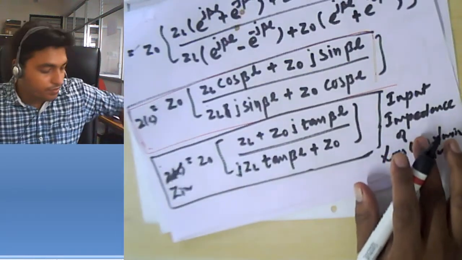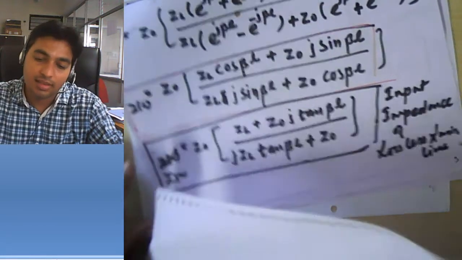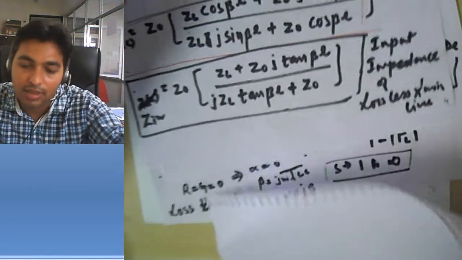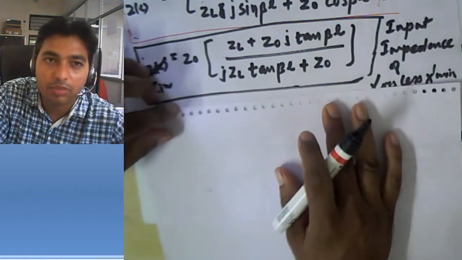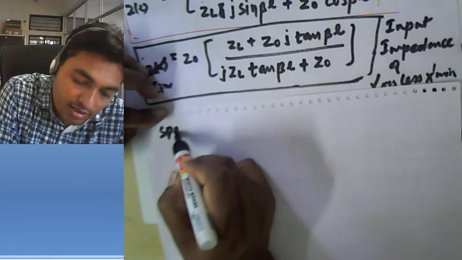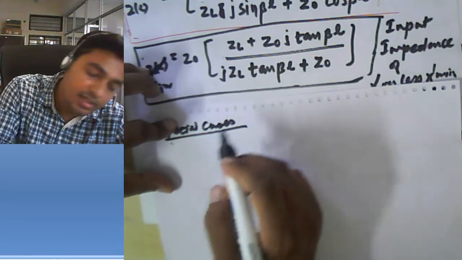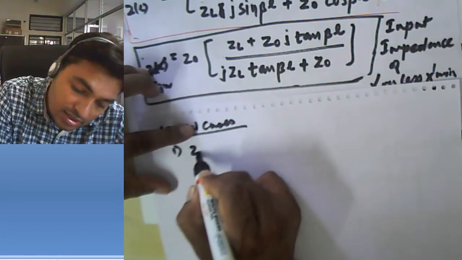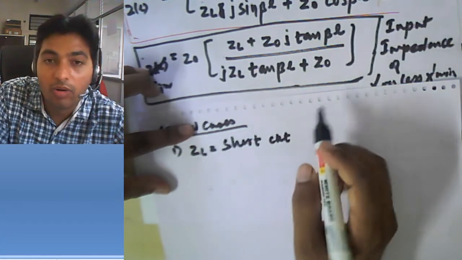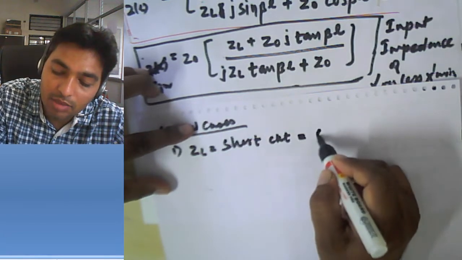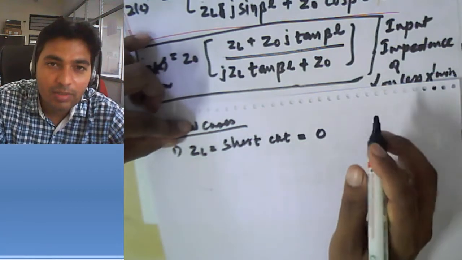Now once again we will take some special cases. This is our equation and we want to elaborate more, so we will take special cases for input impedance. So what are these special cases? First let us take ZL equal to short circuit. Our load is short circuit, or you can say simply that will be equal to 0. So ZL equal to 0 represents short circuit.